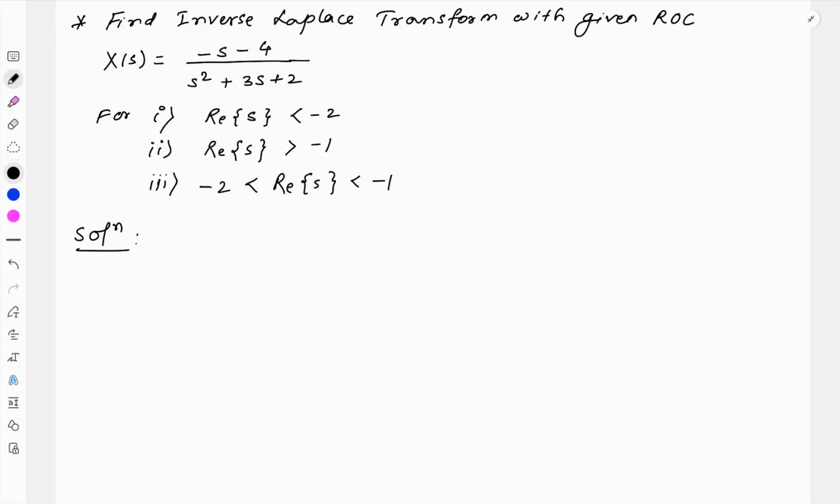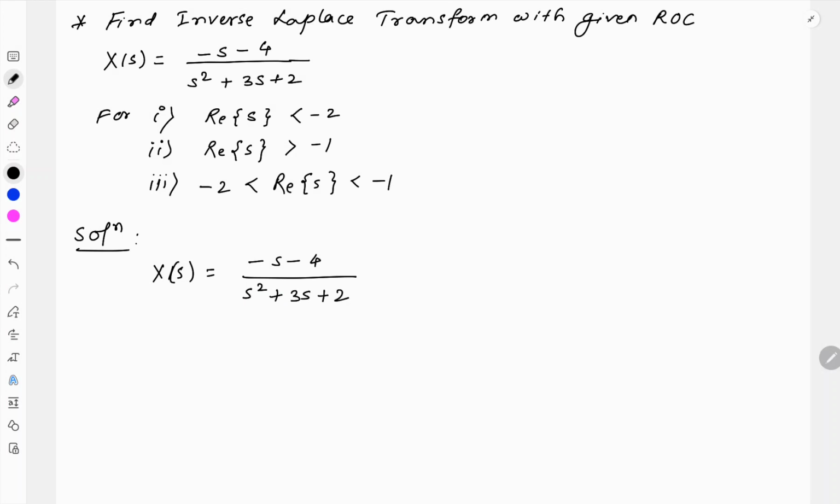In this video, we are going to see inverse Laplace transform, but with the given condition for RoC. Mostly these numericals are asked in the exams. So let us start with the solution for this example. For this example, X of s is given as minus s minus 4 divided by s square plus 3s plus 2.